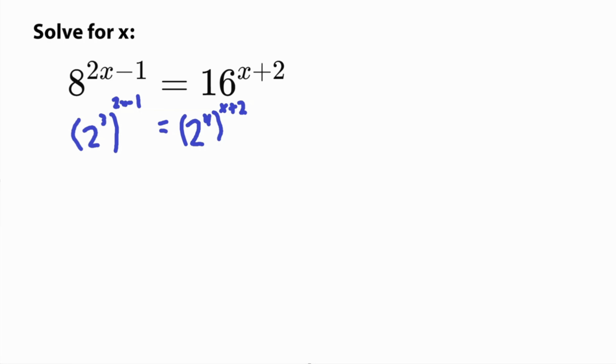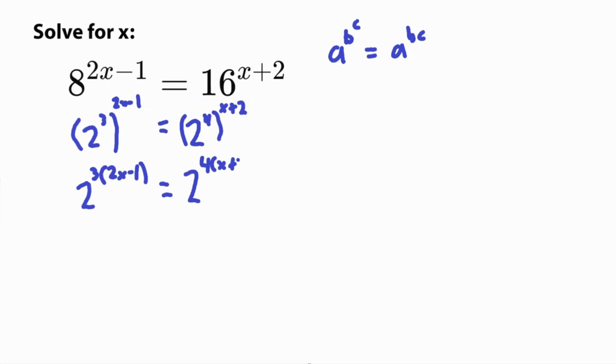And now here we see we have an exponent to an exponent, right? What does that mean? Well, whenever you have an exponent to an exponent, such as a to the b to the c, this is the exact same thing as a to the b times c. So in this case, 2 to the power of 3 to the power of 2x minus 1 is the exact same thing as 2 to the power of 3 times 2x minus 1. And same goes for this side. 2 to the power of 4 to the power of x plus 2 is the same as 2 to the power of 4 times x plus 2.